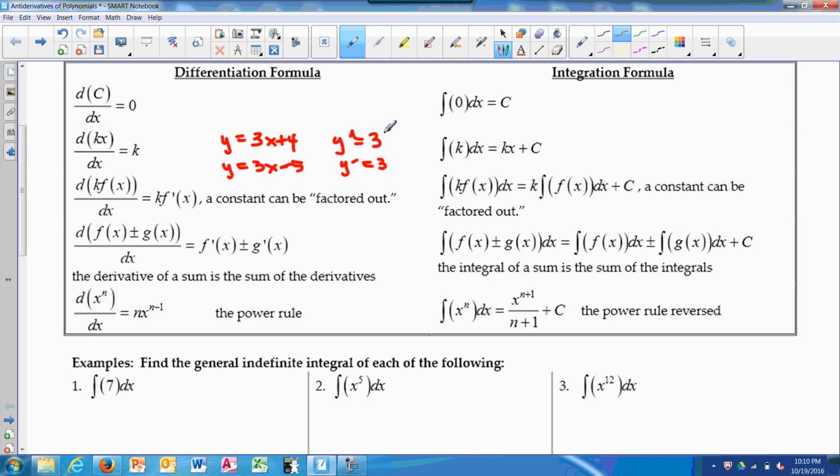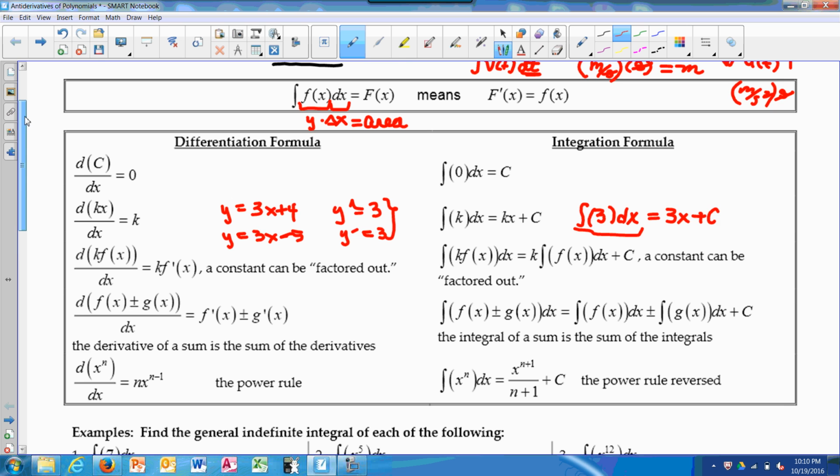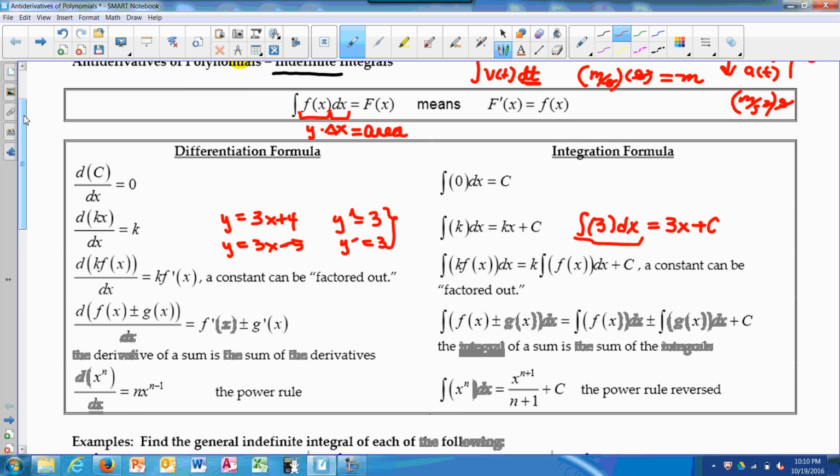So if we reverse that process and we were to integrate 3 with respect to x, we're representing that area. So x times 3 basically becomes 3x, but plus c. Because if we're just starting with 3, we have no idea which one of these original functions we need unless we have more information. So the fact that we don't have more information is why we call these indefinite integrals.